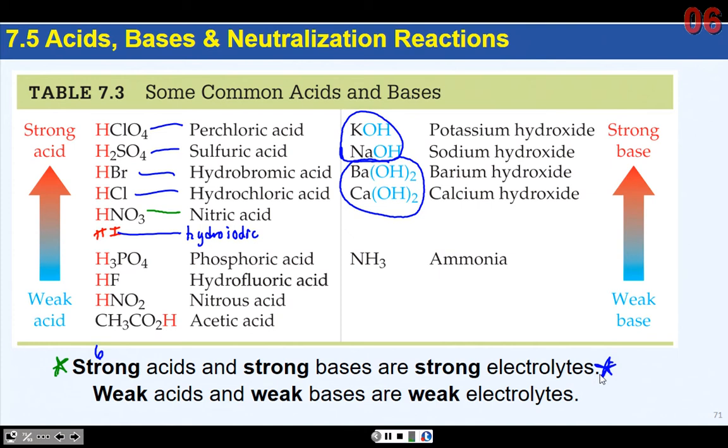It's not complete dissociation. Remember that the strong and weak designation is completely connected to this notion of what kind of electrolytes they are. So strong electrolytes give you strong acids and bases. Weak electrolytes give you weak acids and bases.